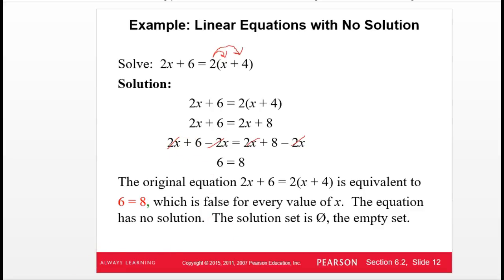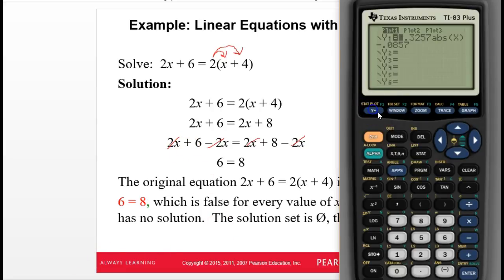Now let me show you what this looks like graphically. A graphing calculator can graph these things. I'm going to clear this out, turn that off, and type in each one of these sides of the equation in each one of these y equals on my screen. So the first one, I'm going to graph 2x plus 6. And then the second one, I'm going to graph the right-hand side of the equation, which is 2 times parentheses x plus 4. And when I graph this, there's the left side of the equation, and there's the right side of the equation.